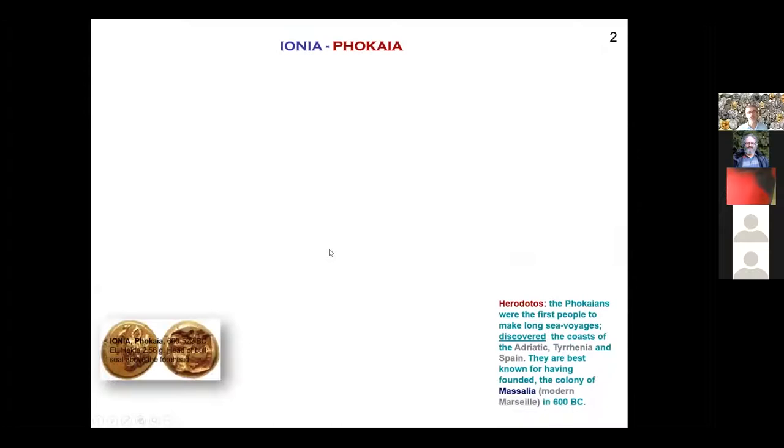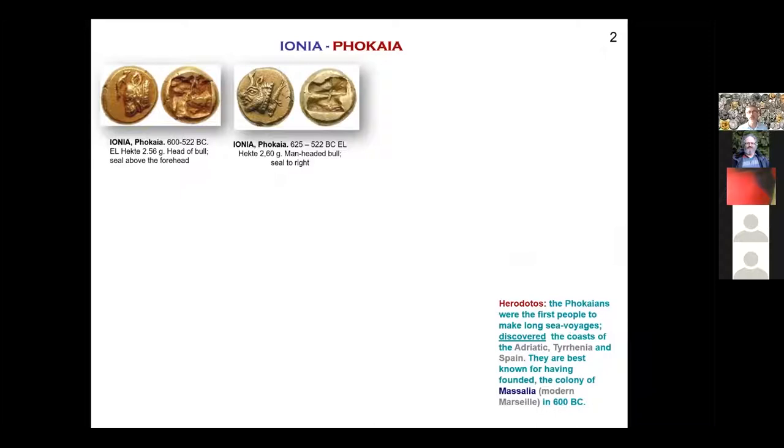There is more to see. Herodotus says the Phocaeans were the first people to make long sea voyages, and they discovered the coast of the Adriatic, Tyrrhenia, and Spain. They are best known for having founded the colony of Massalia, modern Marseille, in 600 BC.